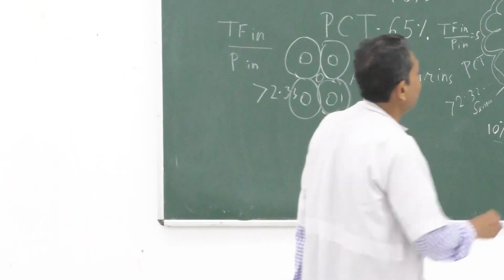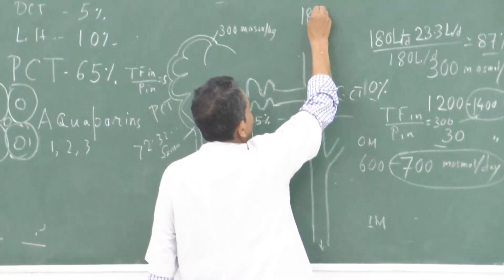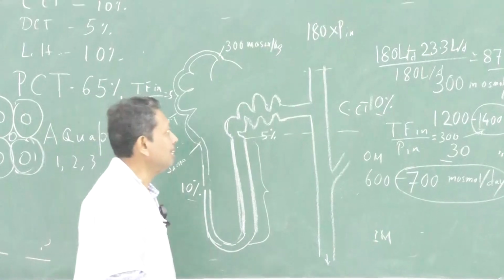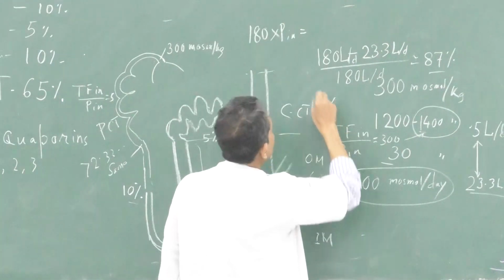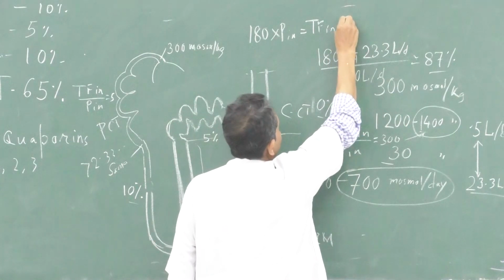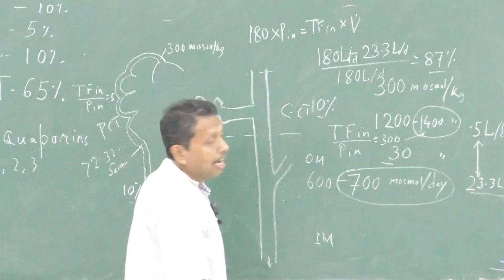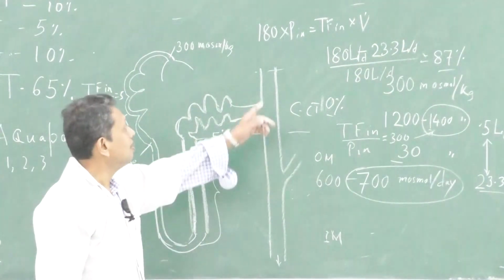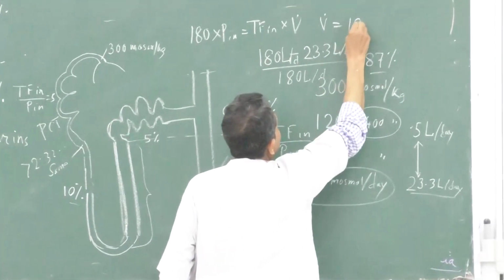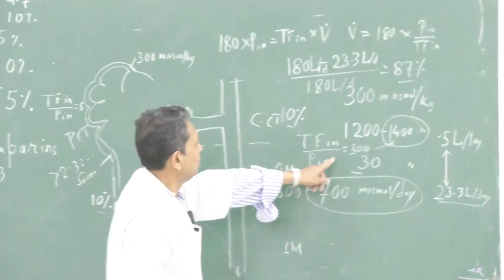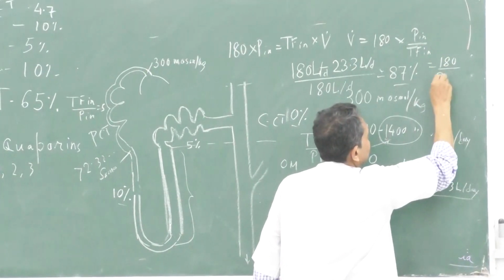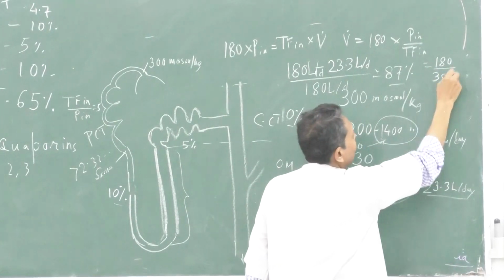At the very beginning, it is 180 liter, and it will be equal to the urine volume multiplied by this ratio, so this is equal to 180, and if it is 300, you divide it by 300, 180 by 300. The type of value you can get.